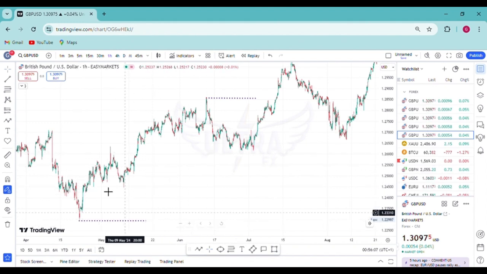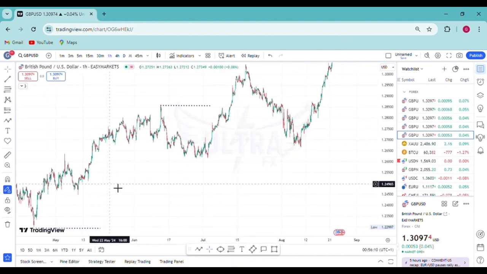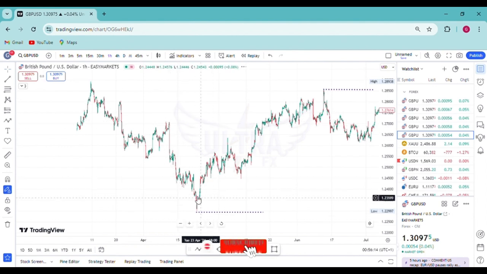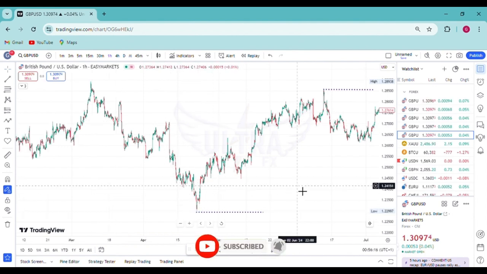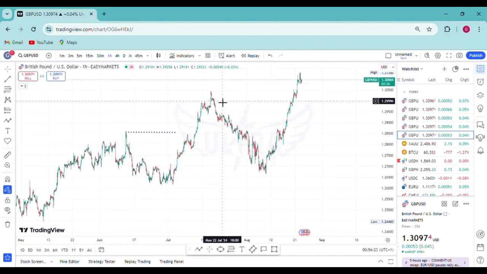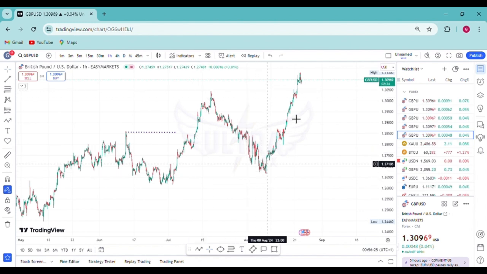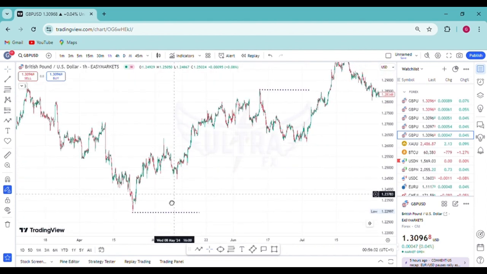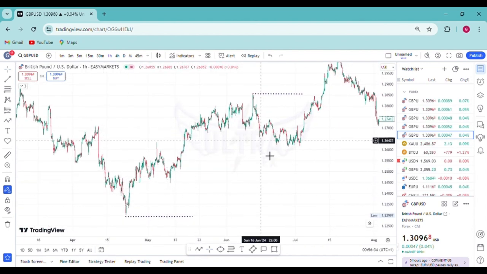That is a bullish trend. So this is a high, this is a high, this is our low, this is our higher high, this is a higher low, this is a higher high, this is a higher low, and this is a higher high once this market breaks. So we have our higher highs and our higher lows.